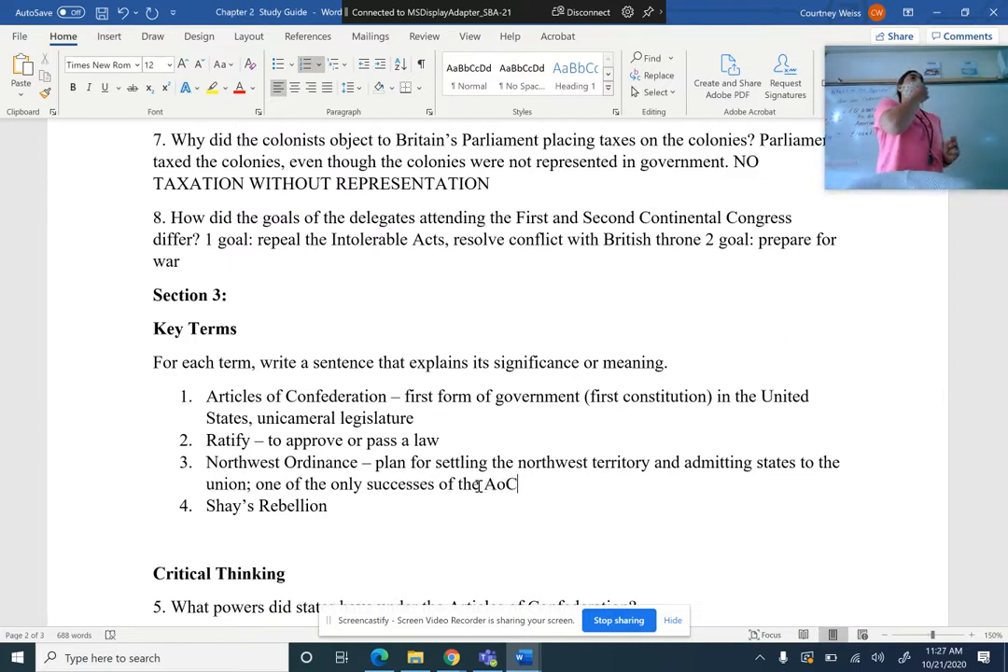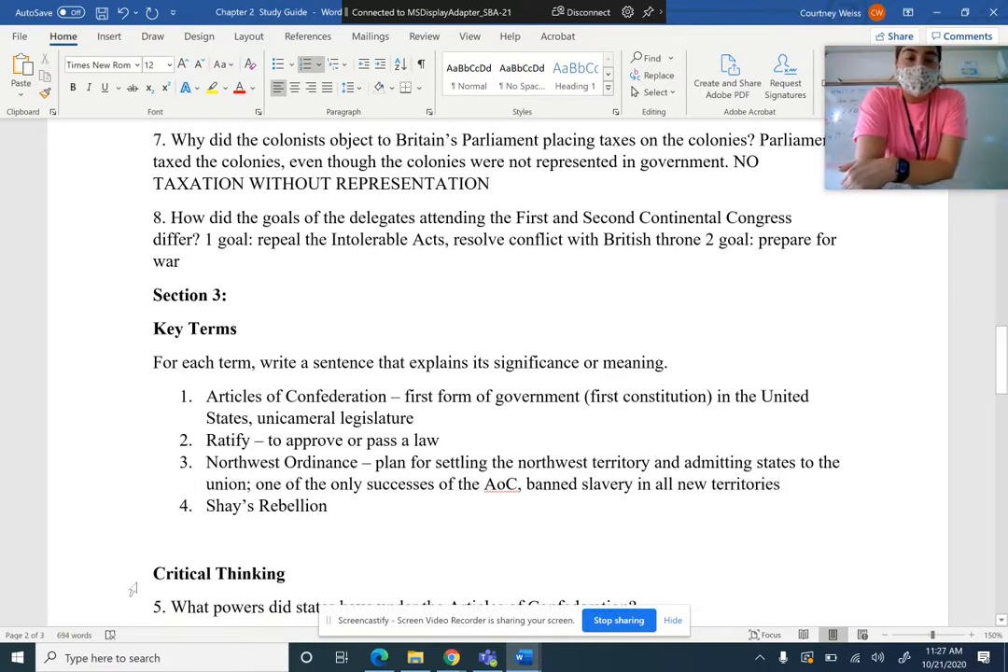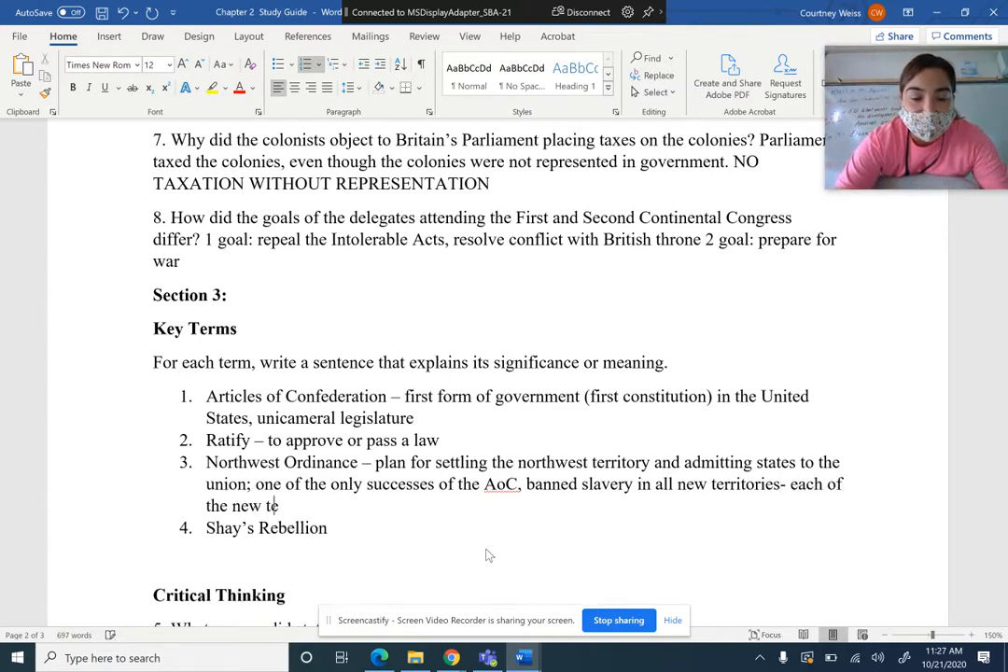Anything to add to that? Sure. Ban slavery in all new territories. Excellent. Because each of the new territories would have a Bill of Rights, that's why.